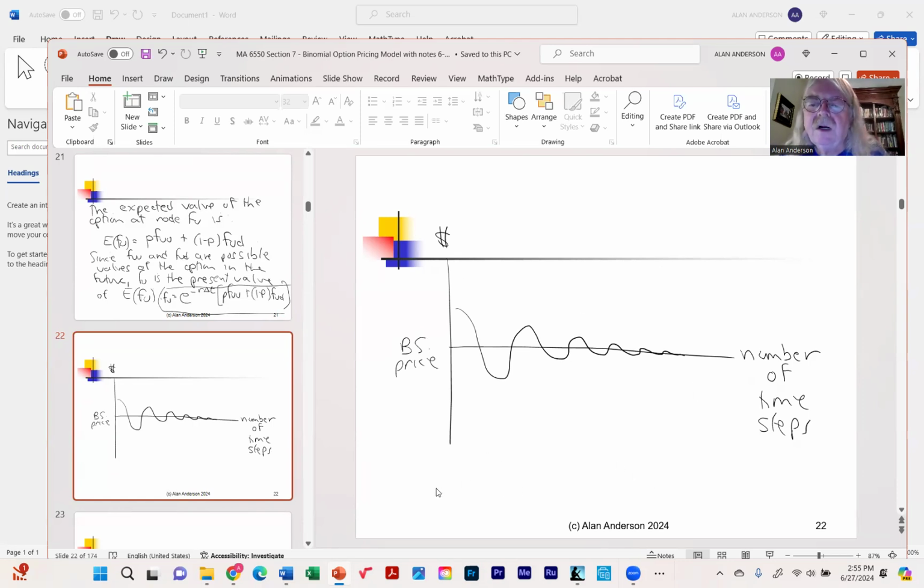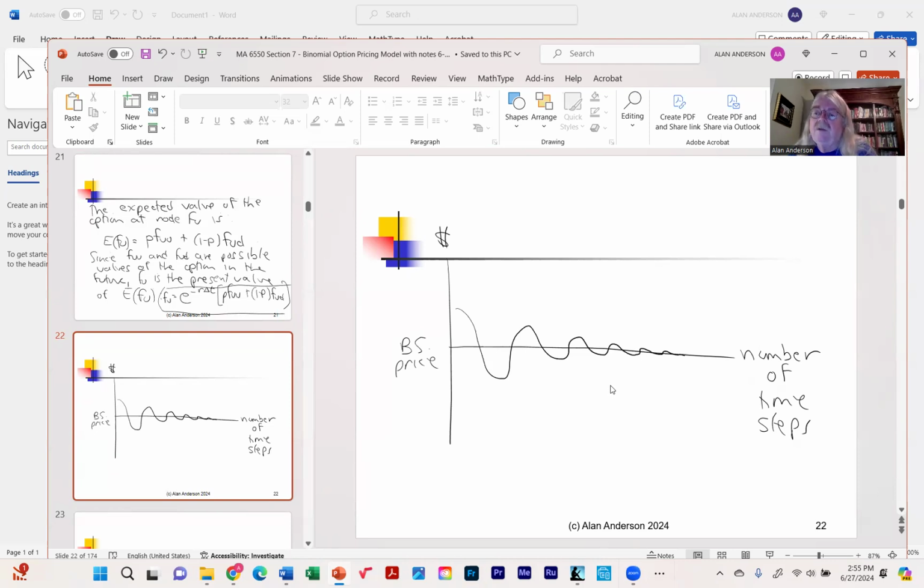That's because this model and the Black-Scholes model are based on the same assumptions, so they have to give us the same results in the long run. You might recall from statistics that the binomial distribution converges in the limit to the normal distribution as the number of trials increases. And it's the same logic here. As you keep increasing the number of trials, eventually you'll find yourself converging to normality.